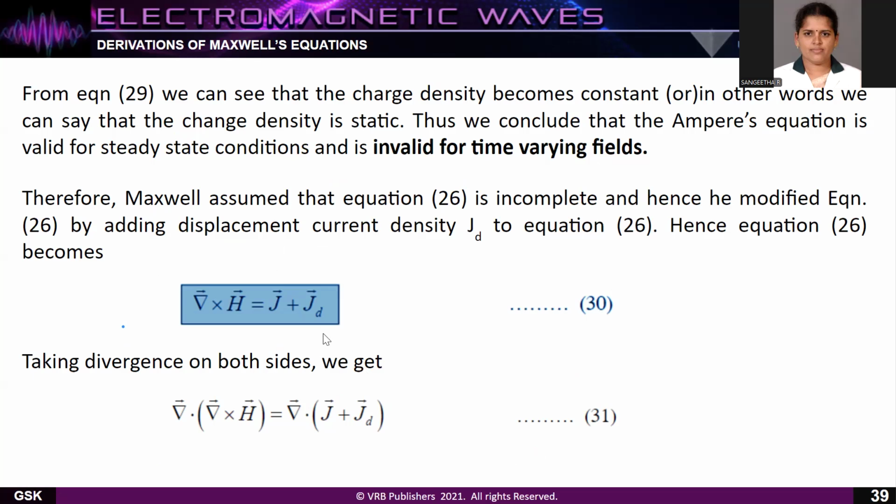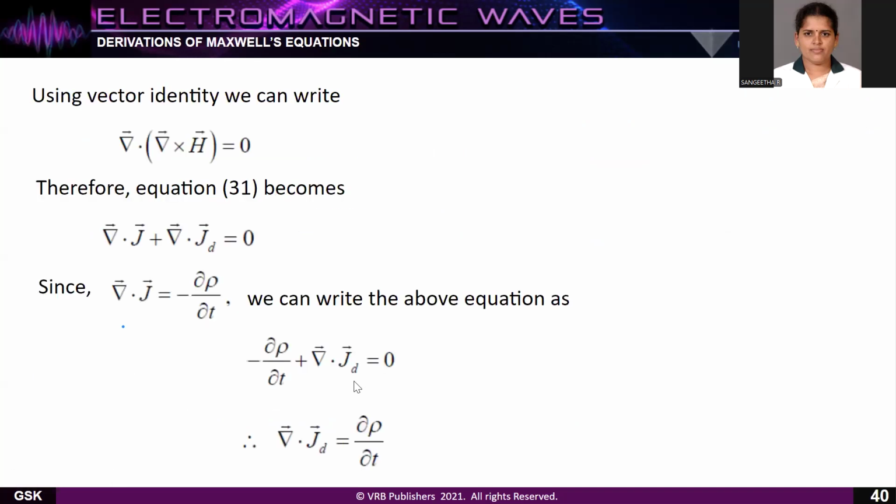So to complete that, we are adding to del cross H vector, instead of J vector alone, a term called displacement current density JD. And again, we are taking the divergence. The left hand side will become 0 due to the vector identity. And then the right hand side is del dot J vector plus del dot JD vector is equal to 0. We all know that del dot J vector is equal to minus dou rho by dou t. Substituting this in the above equation, minus dou rho by dou t plus del dot JD vector is equal to 0. So del dot JD vector is equal to dou rho by dou t.